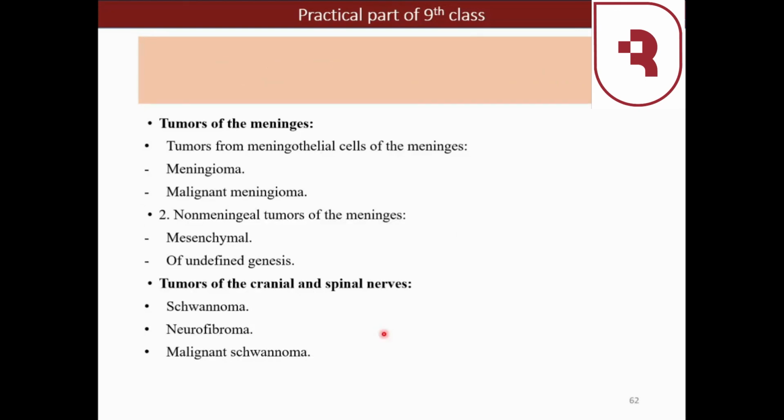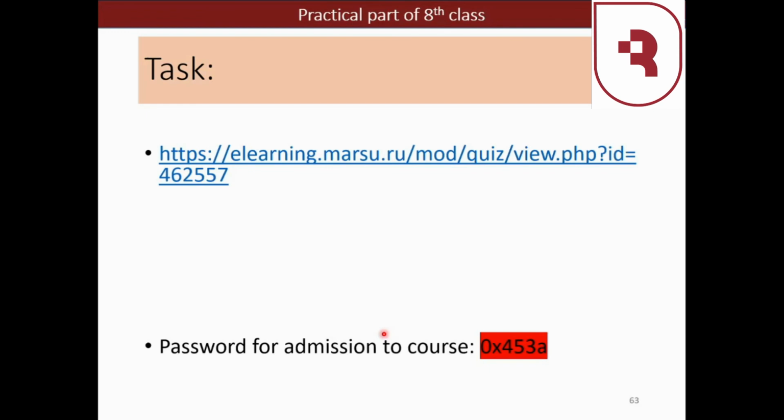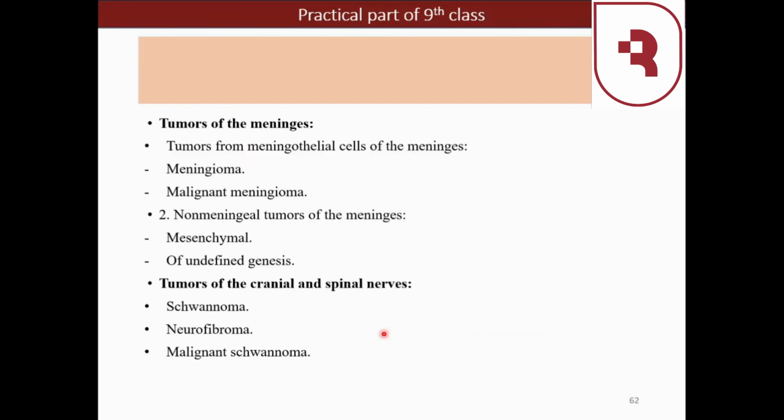Tumors of meninges is the next part of the classification. So tumors of meninges and tumors of cranial and spinal nerves. You may see that tumors of the central nervous system have a really difficult classification. So thank you for your attention. It was all about the theoretical part of the class.